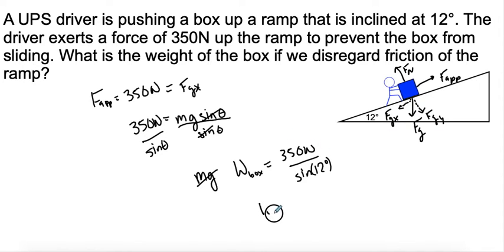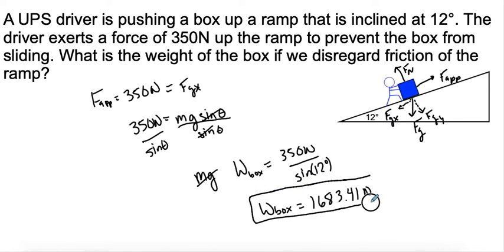And we get the weight of the box to be, it's quite a large number here, 1,683.41 newtons. Okay, so that is the weight of the box. And if we wanted to go further down, maybe we want to figure out the mass of the box. If you divide that by 9.81, then you can get the mass of the box, which is 171.6 kilograms if we wanted that. Okay, so if we divide by 9.81, that's what gets us the mass of the box.